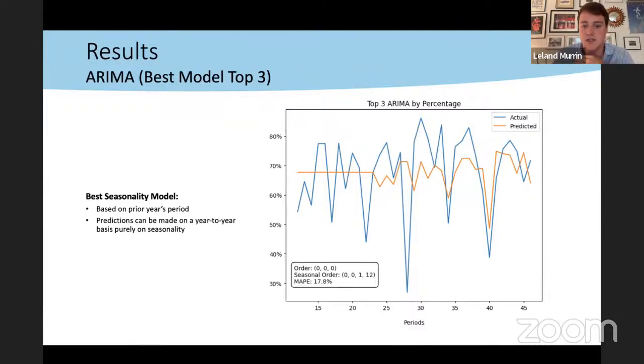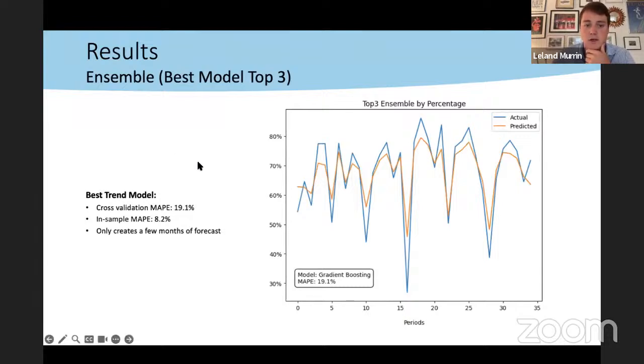You can see that everything here is completely seasonal. So it's confirming the idea that we are able to predict some of these troughs with a seasonal model. For the ensemble, we also saw a decent model that we could make. It used only a few months of forecast, so it's not a large 12 period window like the ARIMA models, but we could make a decent prediction of each of the troughs using this, with a MAPE of 19.1% using the gradient boosting model.